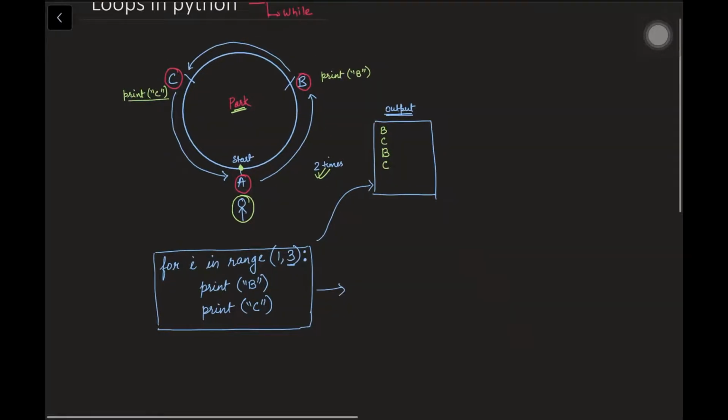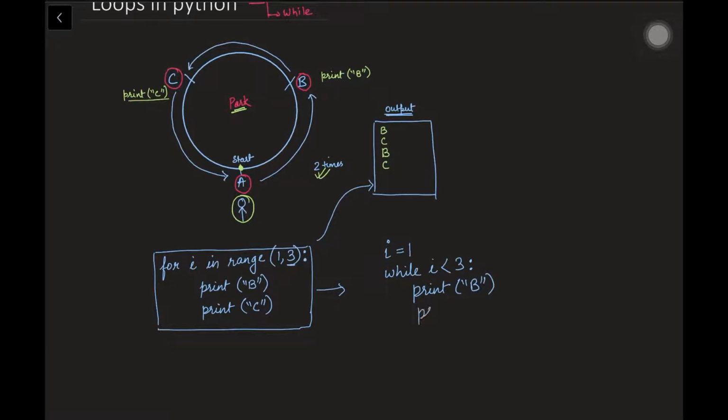Okay, so let us write the program using a while loop. First we will initialize a variable i equals to 1. Then we will write while i is less than 3. Then we will write a print statement, that is print B. The next instruction is also a print statement, which is print C. And then we will update the value of i equals to i plus 1.